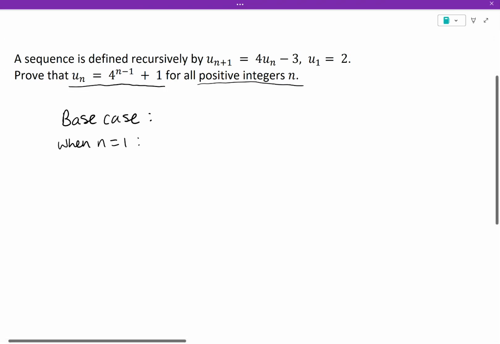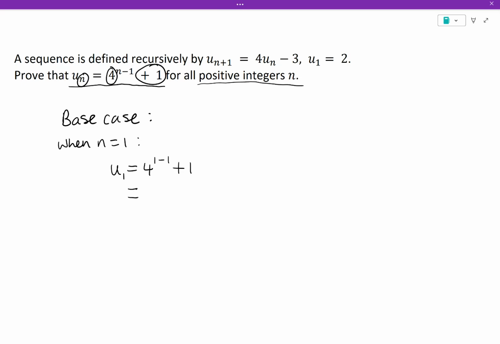So I'm going to write u, and then in place of this n in the subscript, I'm going to put a 1 and say that's equal to, and then we're going to write our 4, and it's to the power of n subtract 1, so that's going to be 1 subtract 1. And then we've got this plus 1 over here, like that. Then we're going to simplify and calculate this. Do just show at least one step of working, even if you think you can get to the answer straight away. So I'm going to write 4 to the power of 0 plus 1. Then I'm going to go further and write that 4 to the power of 0 as 1. And if we add 1, we're going to get 2.